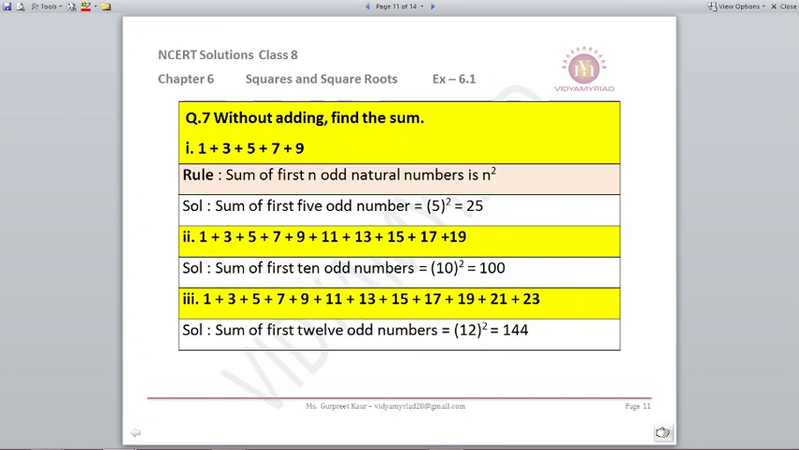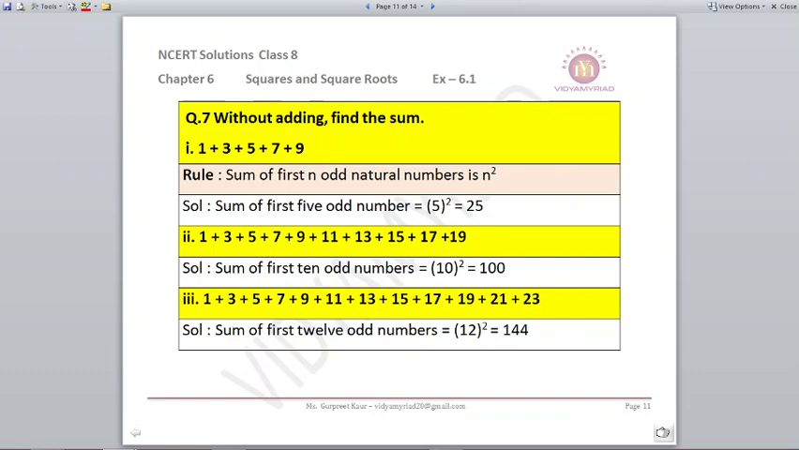Next, 1, 3, 5, 7, 9, 11, 13, 15, 17, 19. How many numbers are these? These are 10 numbers. Now before applying the rule, you must see that they are consecutive odd numbers, that means one after the other. We are starting from 1 and moving till 10 numbers, it is reaching 19. So we will just do 10 square, which comes out to be 100.